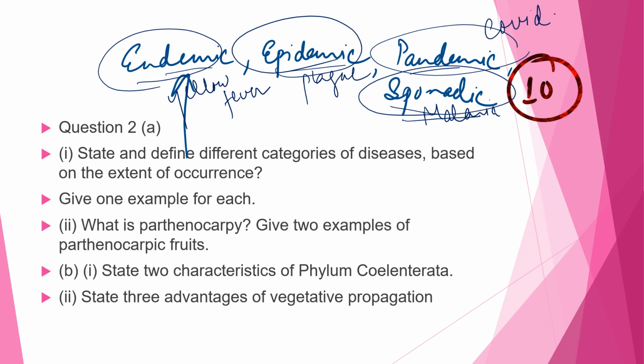Okay. Now what is state? We can say what is parthenocarpy. The process of fruit formation without fertilization is called parthenocarpy. Example, seedless grapes and bananas are formed by parthenocarpy. So parthenocarpy is the fruit formation without fertilization, and seedless grapes and bananas are formed by parthenocarpy. So examples you can write: seedless grapes and bananas.